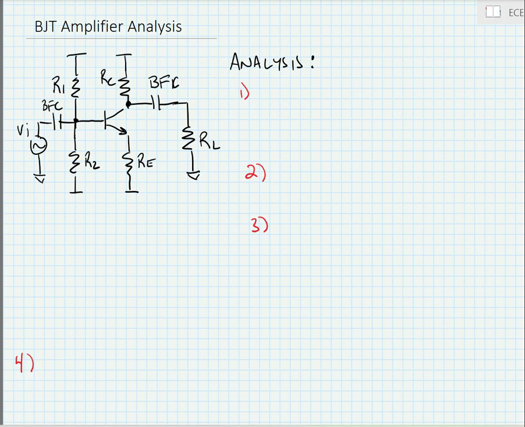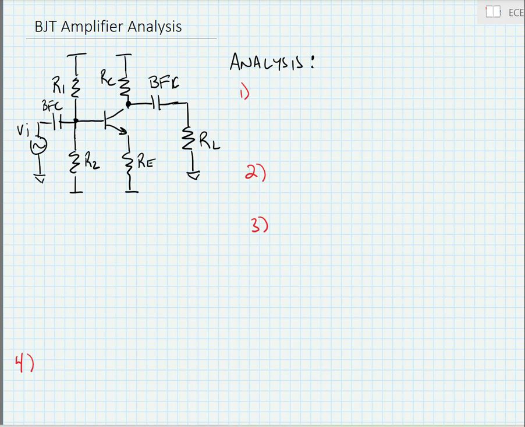As we begin the analysis of BJT amplifiers, we see a schematic that shows a common emitter amplifier. Here we have the input going into the base and the output is being tapped off of the collector, and we also show the DC biasing presented using the voltage divider network of R1 and R2, as well as the collector and emitter resistors.